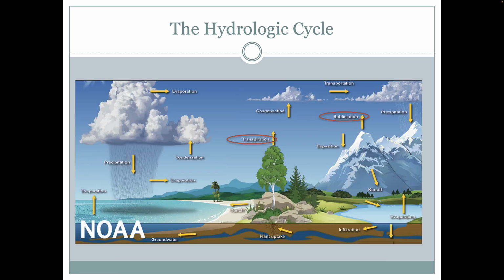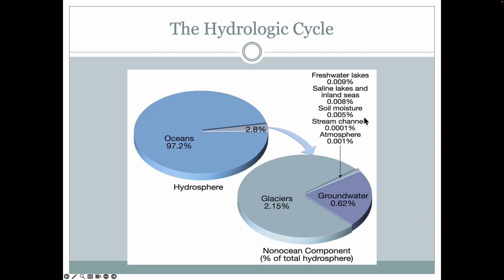A couple of other terms involved in the hydrologic cycle are the two circled here that I'd like you to know. Transpiration, which means the process by which vegetation primarily returns water vapor into the atmosphere, and sublimation. Sublimation is similar to evaporation, but evaporation is happening with liquid water, as in the ocean, and sublimation is when things go directly from ice or snow into water vapor.